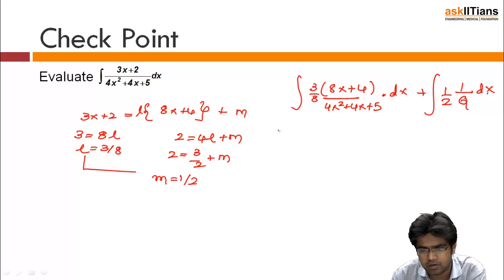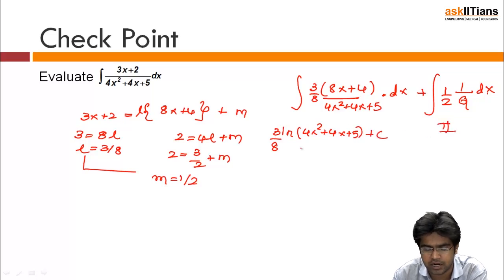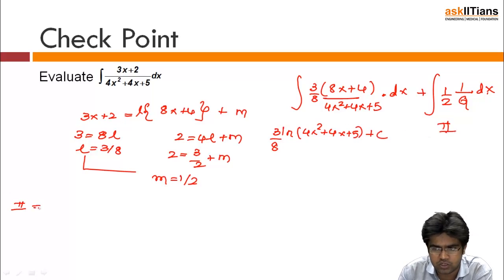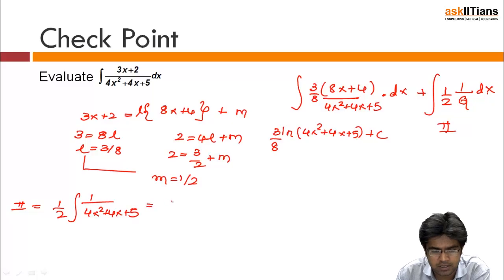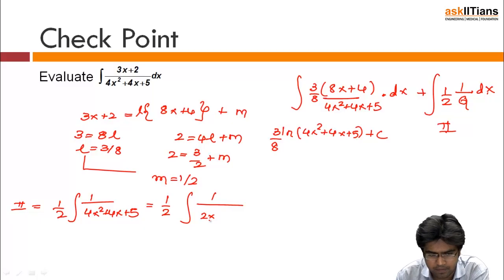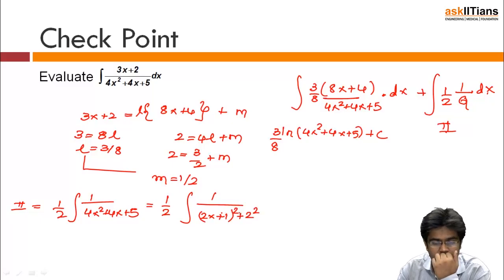This is straight away integrable, so it will be 3 by 8 ln of 4x square plus 4x plus 5, and then there is a constant. So this one is the first integral. Let's say it's the second integral. What is the second integral? It is actually nothing but 1 by 2 integral of 1 upon 4x square plus 4x plus 5. What is this? This is nothing but 1 by 2 integral 1 upon, what is this, 2x plus 1 whole square, plus 2 square, so 4x square.